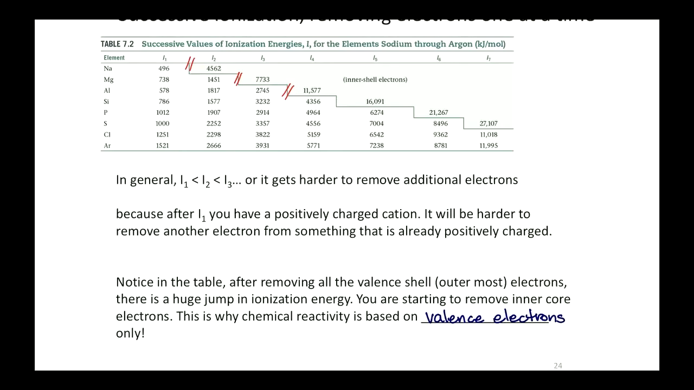Or the idea that lithium and sodium always form +1 cations. It's because energetically it is favorable to do that. It doesn't cost that much energy to form these cations. In general, the idea here is that we are losing valence electrons. Valence electrons are the easiest to remove because they're the furthest away. All right, so let's keep going.